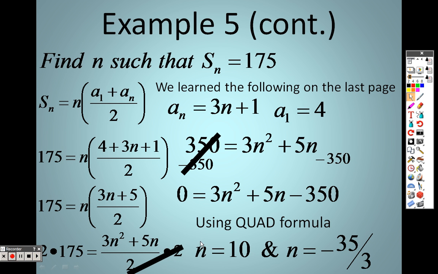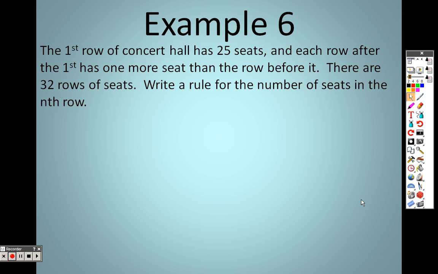2 answers. I want to know what number of terms add up to be 175. A number of terms, as in I could have 1 term, I could have 8 terms, I could have 20 terms. I can't have negative 35 over 3 terms, right? It has to be a natural number, a certain number of terms. So 10 is the only answer that we have for this problem. This other answer doesn't make any sense. 10 is the answer to the problem.